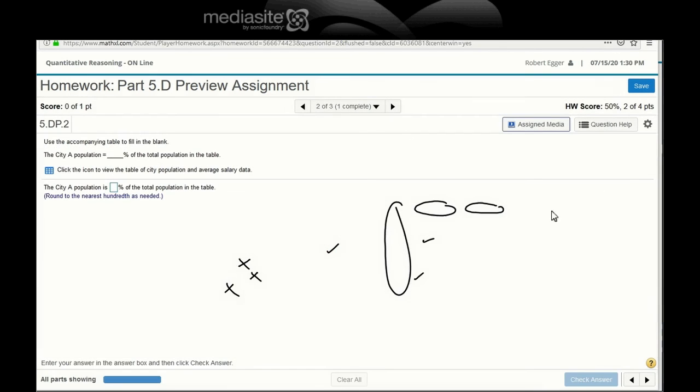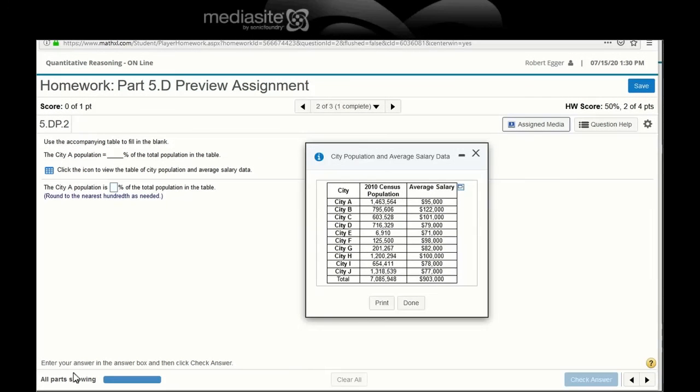Next question. Clear ink. Okay, use the table to fill in the blanks. City A's population, what percent of the total population? All right. Now we're only asking for one, so I'd say do this by hand, since they gave us the total population. So look at City A.